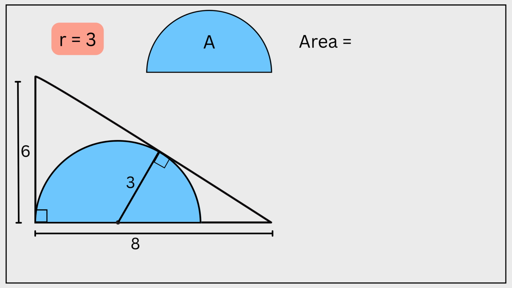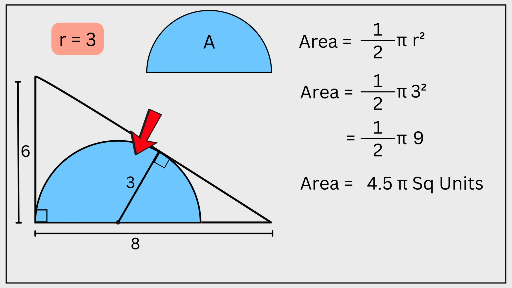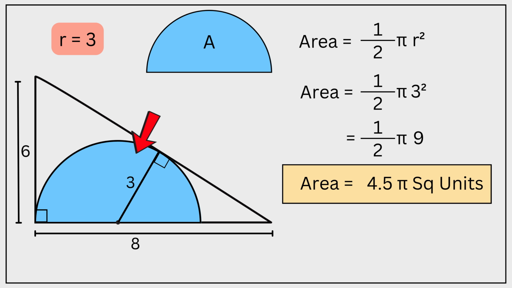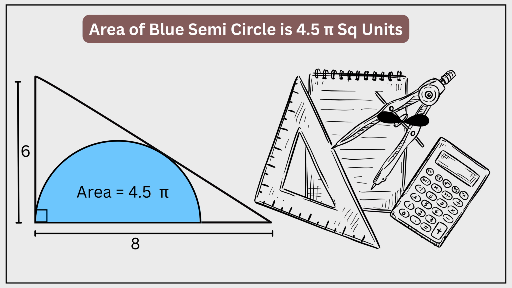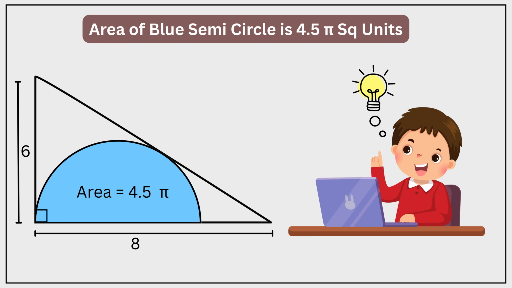Area of a semicircle is calculated by the formula 1/2 times pi times radius squared. So substituting r equal to 3, we get area equals 1/2 times pi times 3 squared, which is equal to 1/2 times pi times 9. And finally, the area of this semicircle is equal to 4.5 pi square units. And that is our final answer. Pretty amazing, right? Just a few geometric constructions and some smart use of theorems gave us the exact answer.